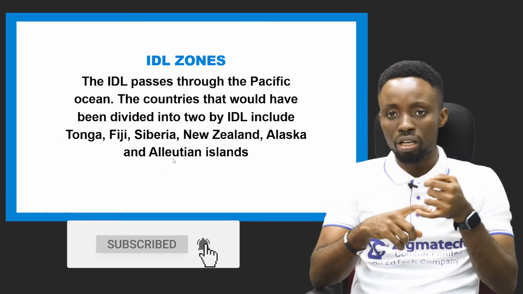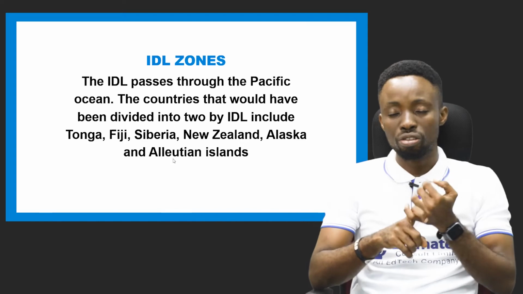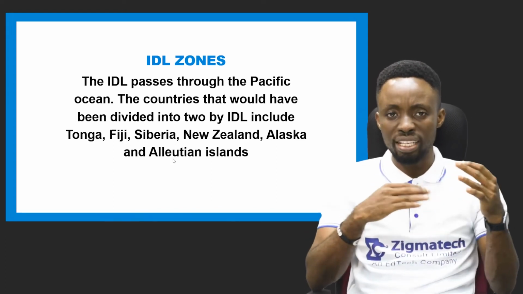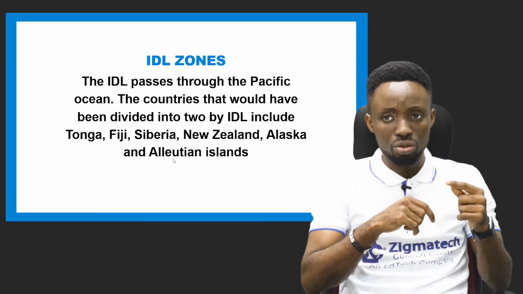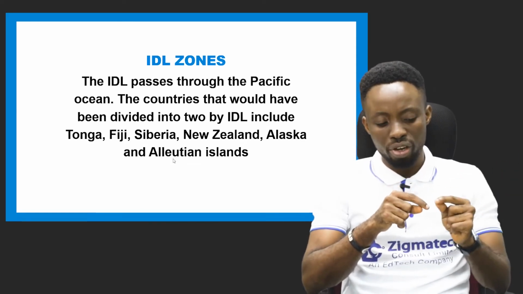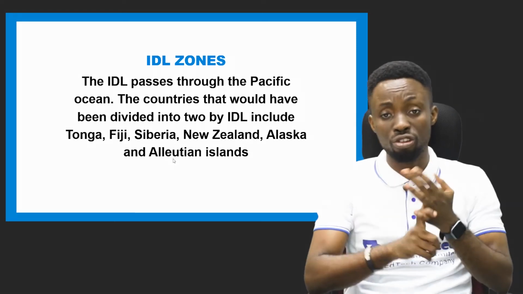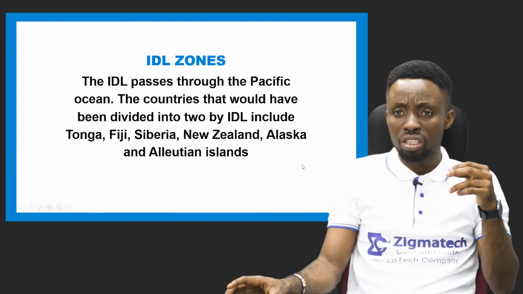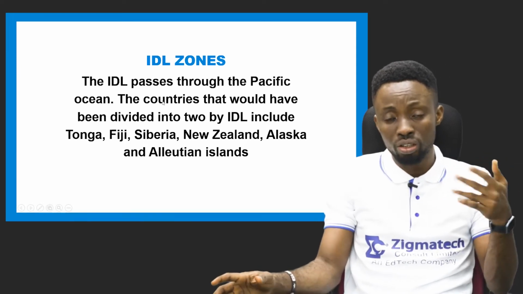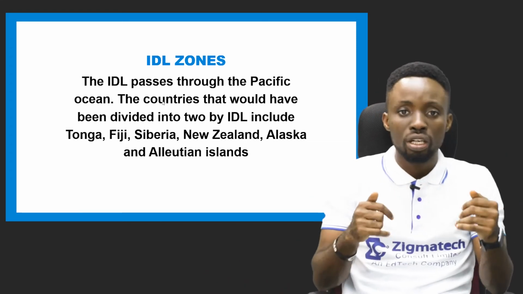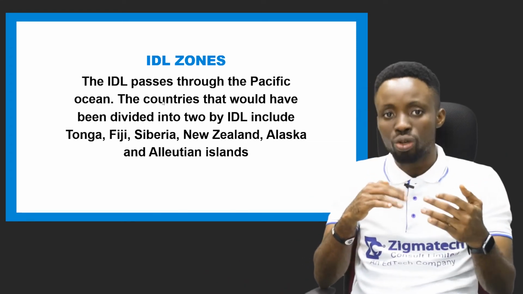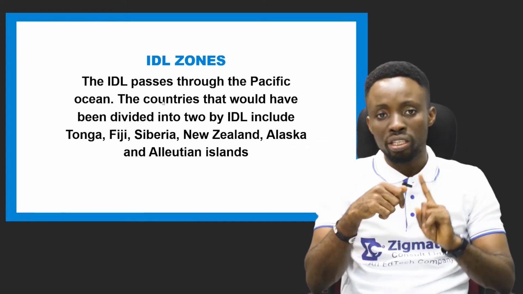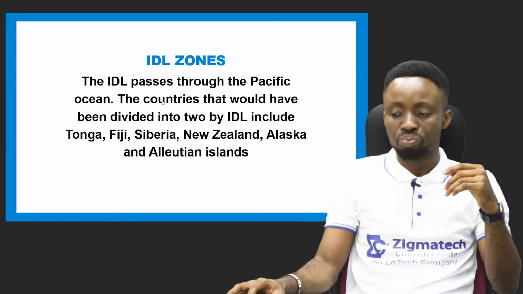So the international date line crosses countries like Tonga, like I previously said, countries like Fiji, Siberia, and even Alaska, it crosses it too. And then the Siberia part of the northern hemisphere, it crosses it. And then a bit of the Aleutian Islands around that Pacific region, the international date line also crosses that island. So these places or these countries are actually called the IDL zone. They are the places where the international date line cuts through.